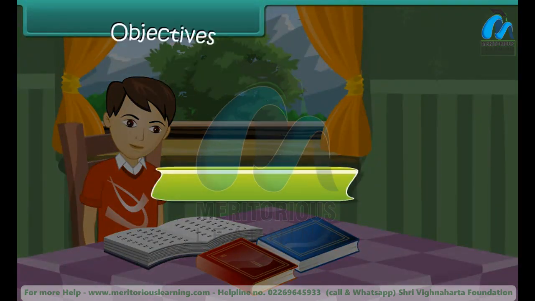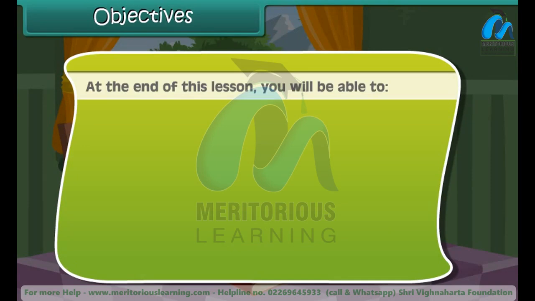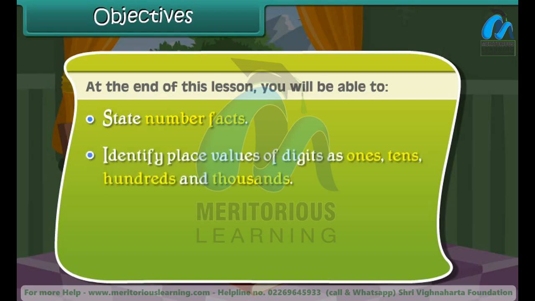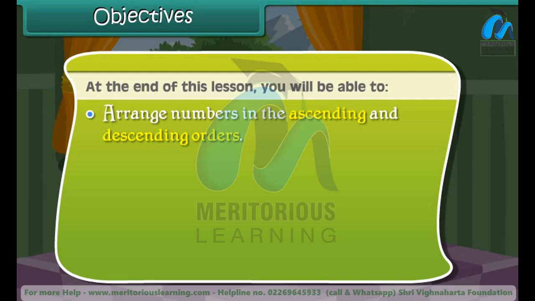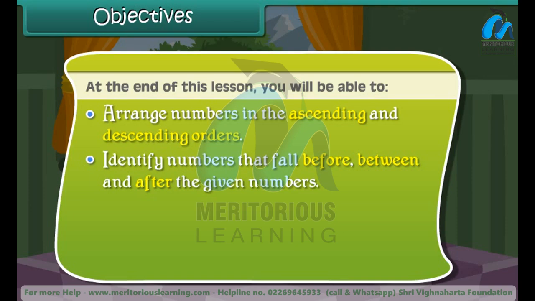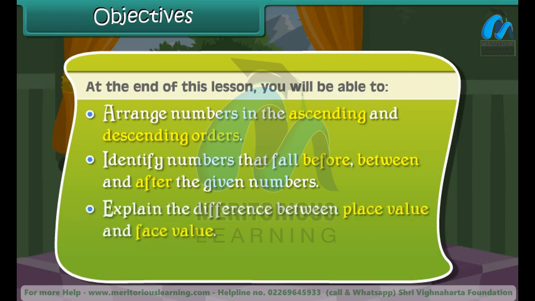Objectives. At the end of this lesson, you'll be able to state number facts, identify place values of digits as ones, tens, hundreds, and thousands, read, write, and count four-digit numbers, compare four-digit numbers, arrange numbers in the ascending and descending orders, identify numbers that fall before, between, and after the given numbers, explain the difference between place value and face value, and identify even and odd numbers.